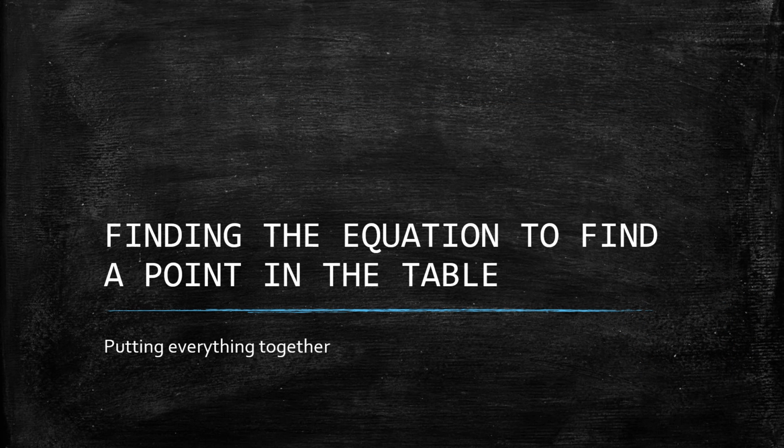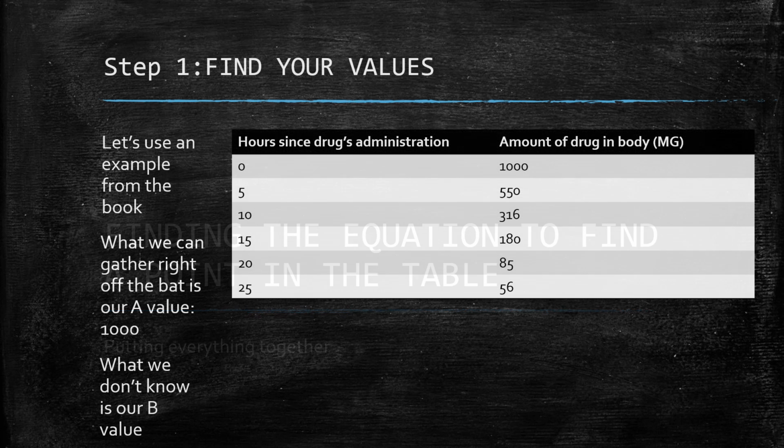Moving on to the next part, finding the equation to find a point in the table. So we're putting everything together. Step 1, finding your values. So let's use an example from the book.